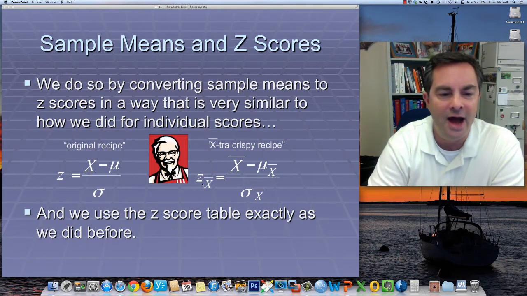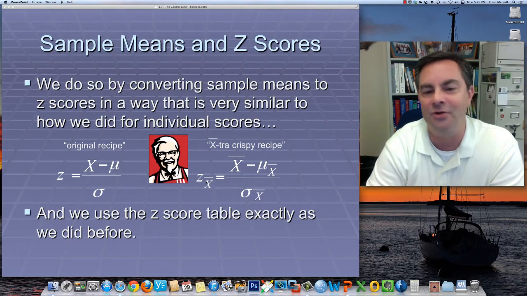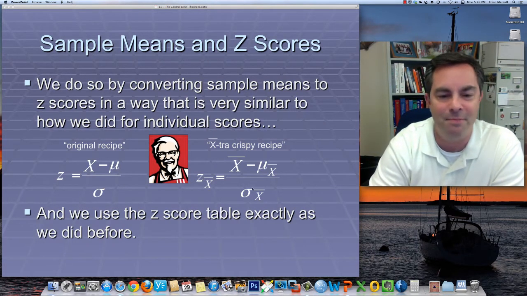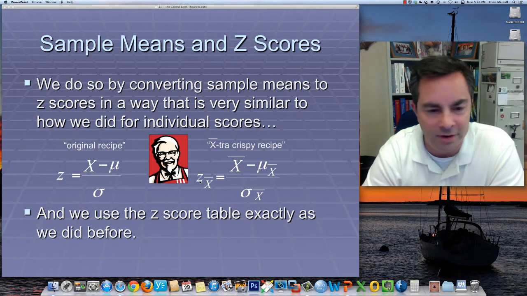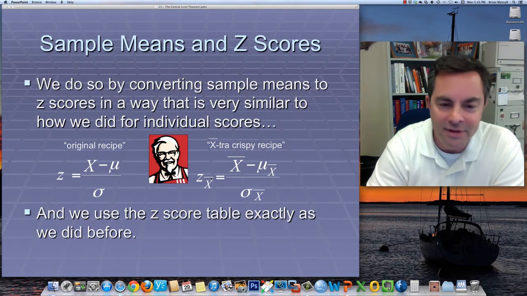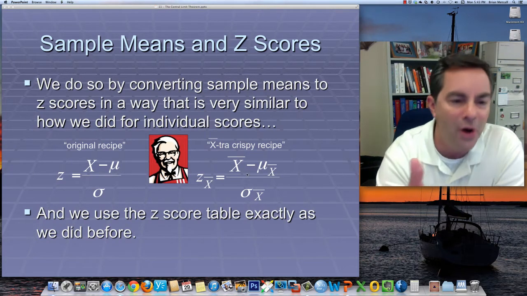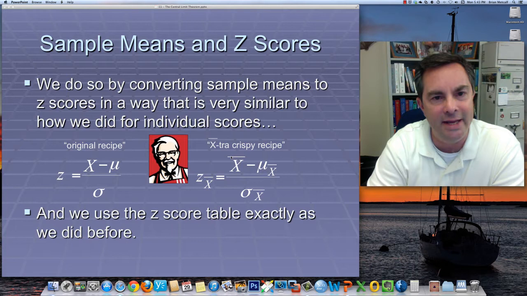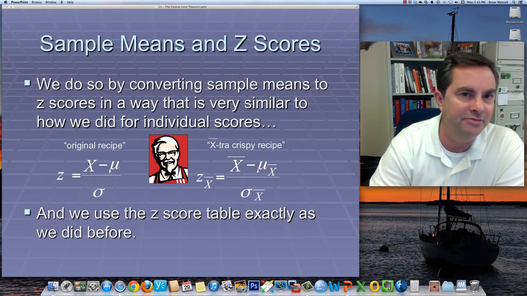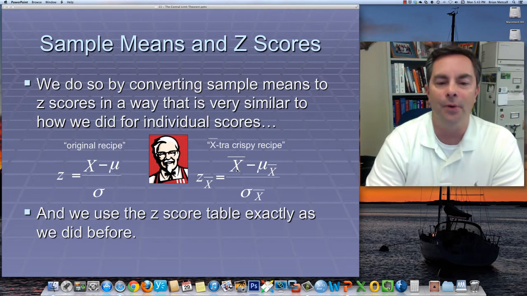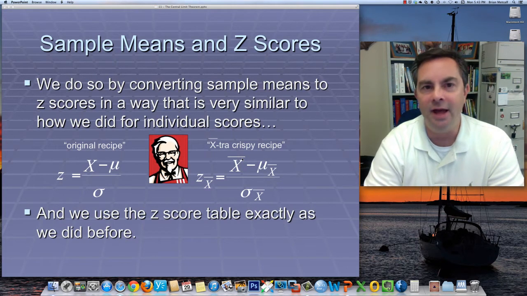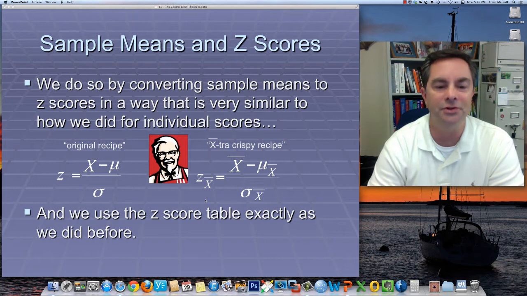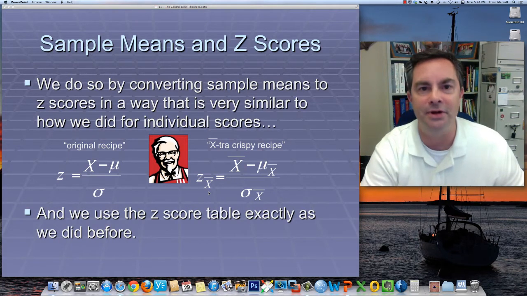Now don't panic here also. I've given it the little subtext X bar. A z-score is a z-score. I'm just trying to be consistent by using the X bars all over the place. So don't get confused and think, oh, we got a new thing here. A z-score is a z-score, okay? You could just as easily leave that out. But I keep it all in there so that you know that we're dealing with something different here. We're dealing with the sample mean now, not just an individual's score. Okay, so this is how we're going to take the sample mean and convert it to its respective z-score. And then we'll turn to the z-score table exactly as we've been doing.